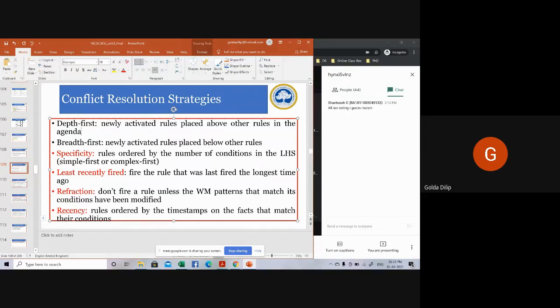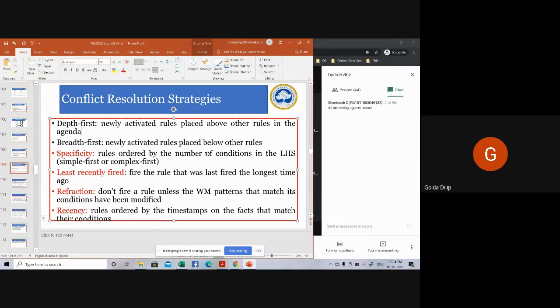Then you have what is called the least recently fired, which is the rule that was not taken into consideration for a long period of time. Fire the rule that was fired the longest time ago. Then the refraction rule says: don't fire a rule unless the working memory patterns that match its condition have been modified. Only if it is modified do you need to process it.